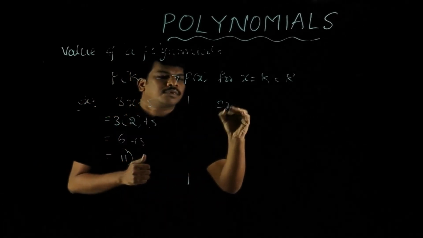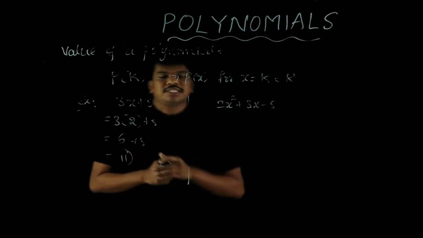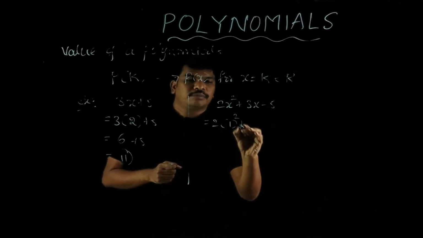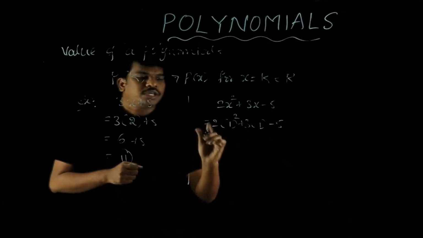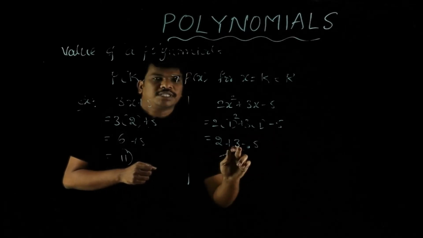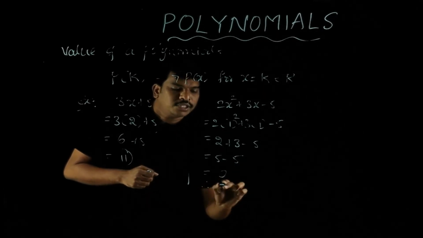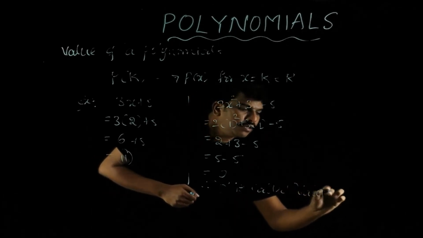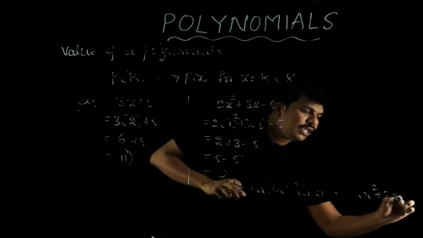Similarly, for this polynomial, in the place of x, I am substituting 1. 2 into 1 square plus 3 into 1 minus 5. 1 square is nothing but 1. 1 2s are 2 plus 3 1s are 3 minus 5. 2 plus 3 is 5 and minus 5. 5 minus 5 is 0. Therefore, here 0 is called the value of the polynomial. Which polynomial here? 2x square plus 3x minus 5.